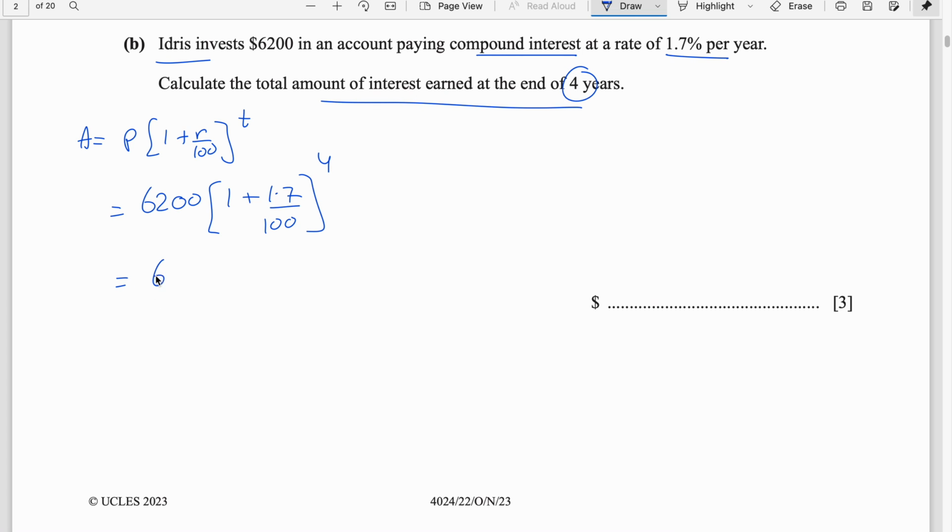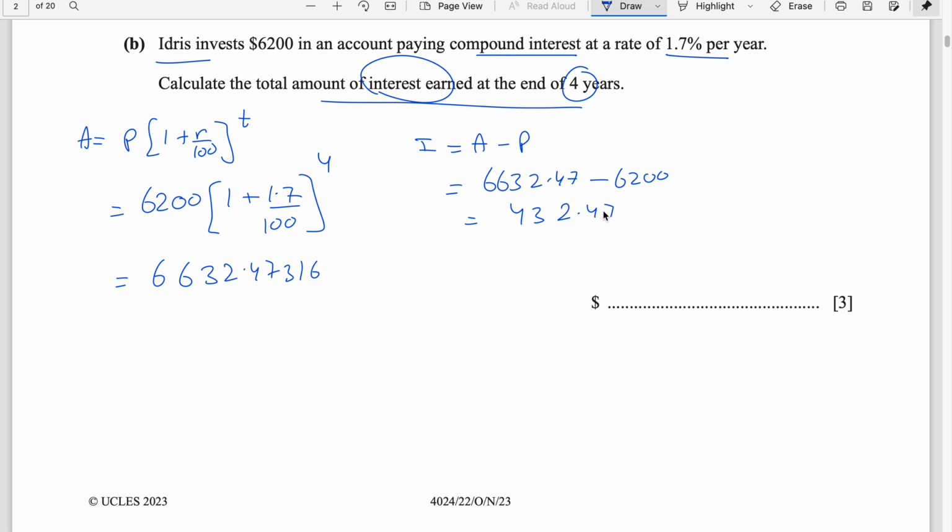Use your calculator and you get 6632.47316, and we are interested to find the interest. So interest is equal to amount minus principal. 6632.47 minus 6200, and you get 432.47.